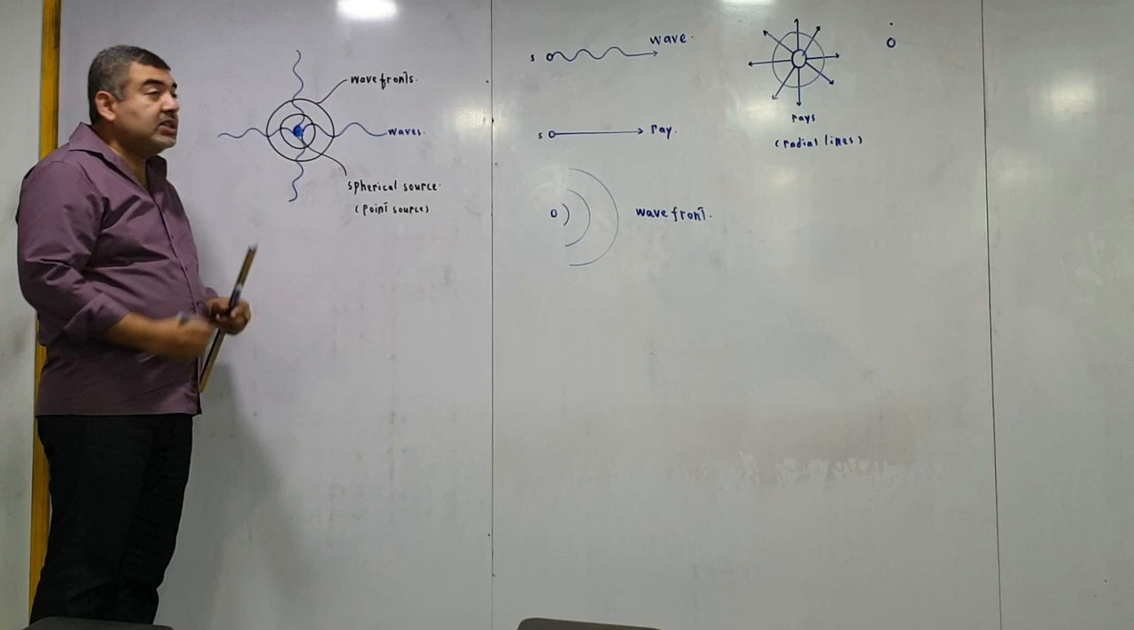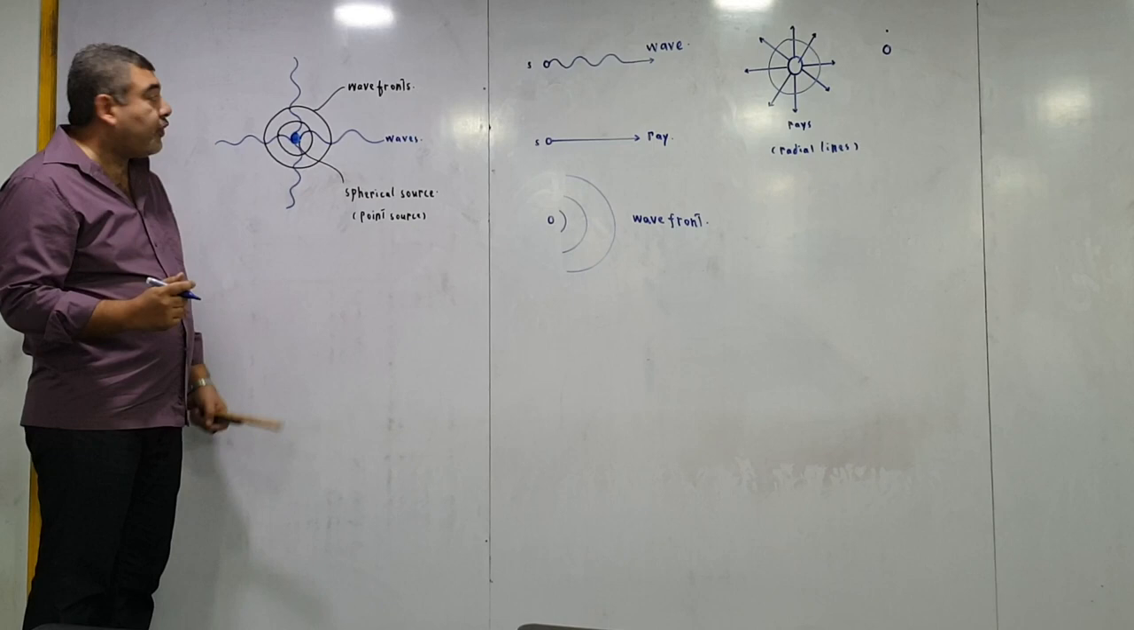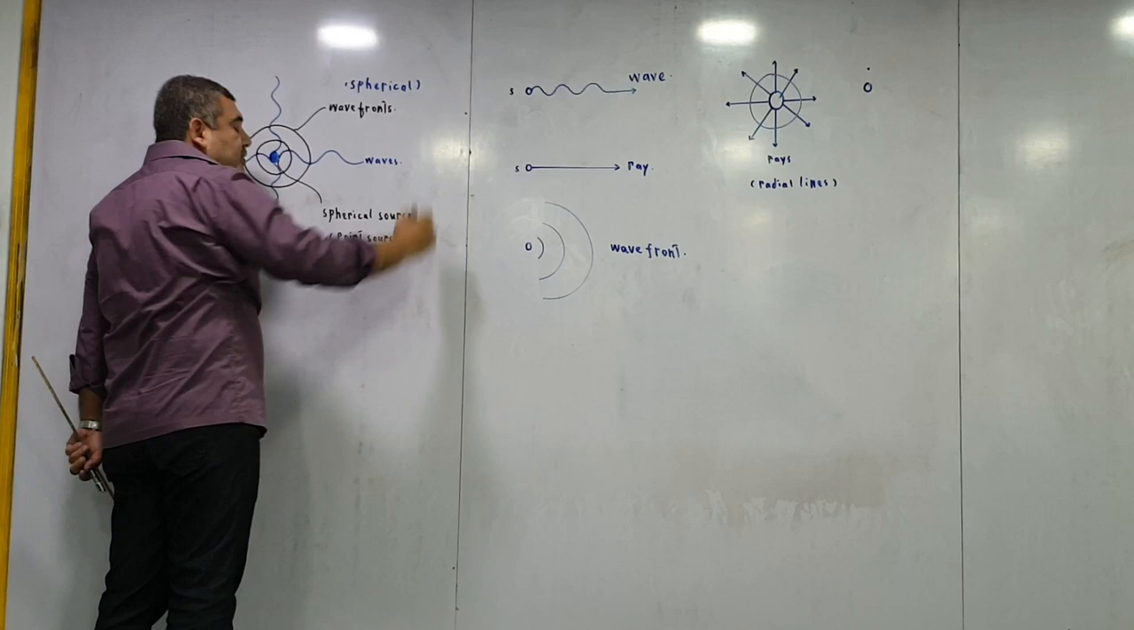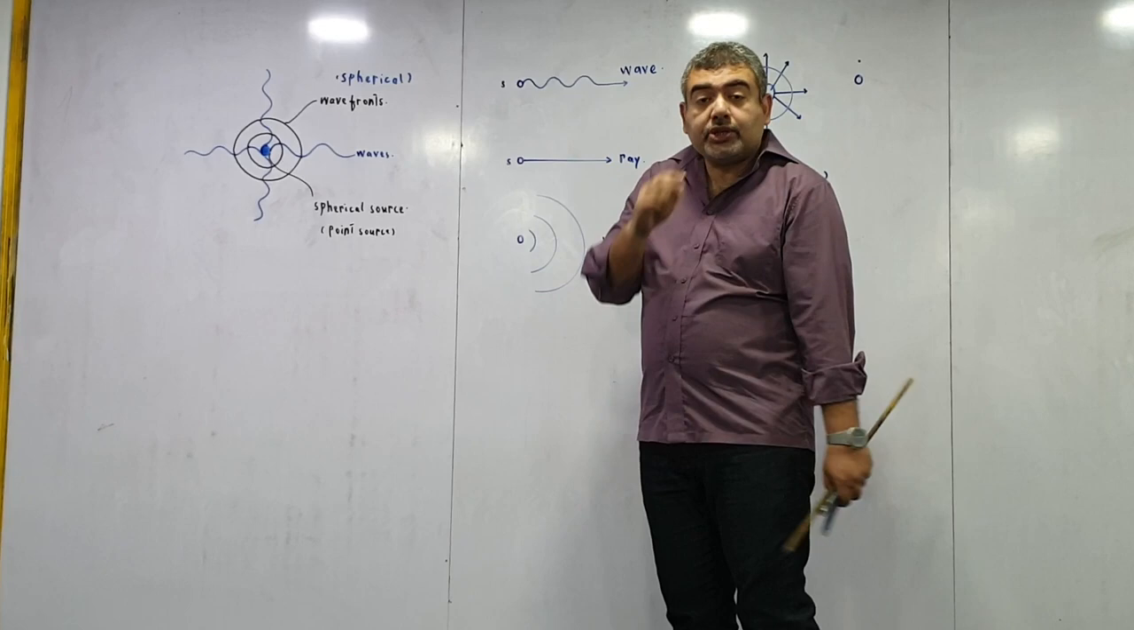What is the shape of these wavefronts? The shape of these wavefronts is also spherical. These wavefronts are called spherical wavefronts. So from where do you get these spherical wavefronts? You get these spherical wavefronts if the source is spherical.